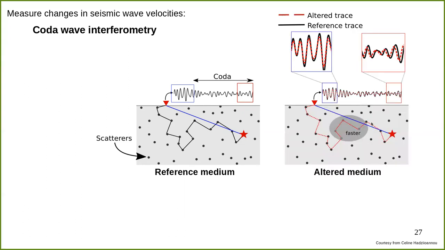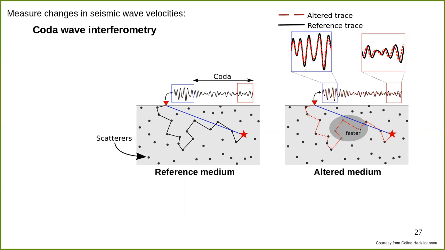Here, a small portion of the medium has changed such that the waves that travel through it are faster than before. So here the red dashed line shows the time series recorded in the altered medium, and the black line, again, the time series recorded in the reference medium. In the case of the direct wave, almost no difference between the waveforms is visible. And this is because the direct wave just goes straight from the source to the receiver and does not really spend a lot of time in the altered zone.